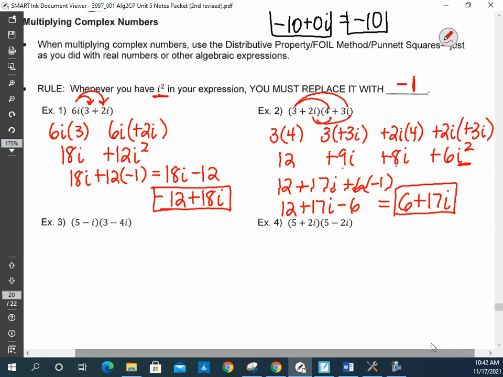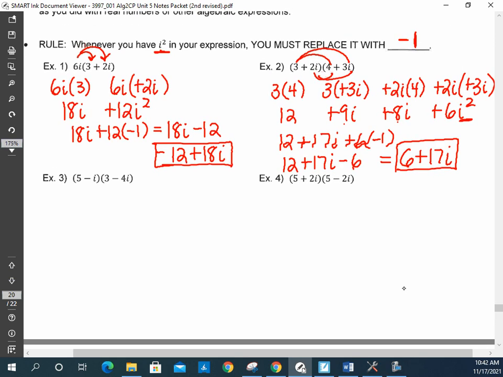All right, so let's work another one, example 3. 5 minus i times 3 minus 4i. Same rule applies. So 5 times 3, 15. 5 times -4i, -20i. -i times 3, -3i. Negative i times -4i is positive 4i squared.